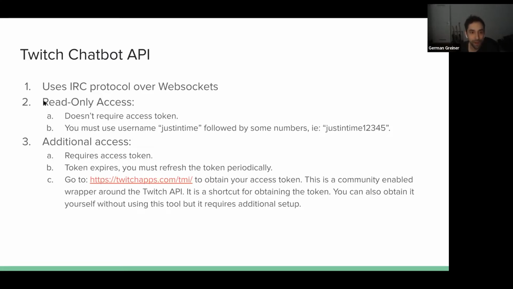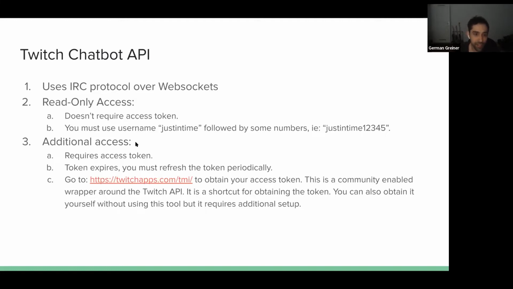There are two different ways to get access. So there's read-only access, and this you can do, it's very simple. All you have to do is when you log in, just choose a username that has this format, like justinfan, and then a number. And then Twitch just interprets this as an anonymous user, and then you can get read-only access to messages in the chat.